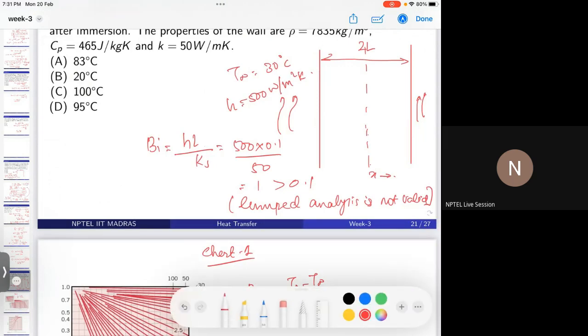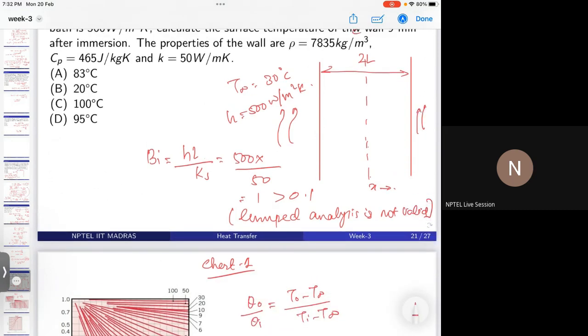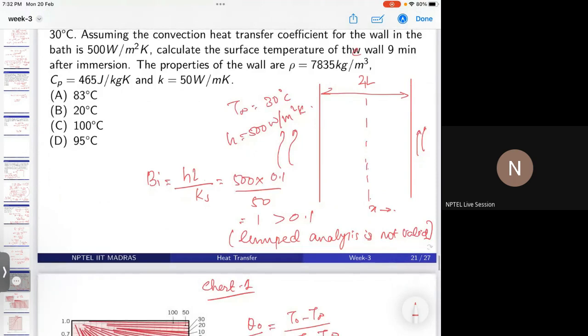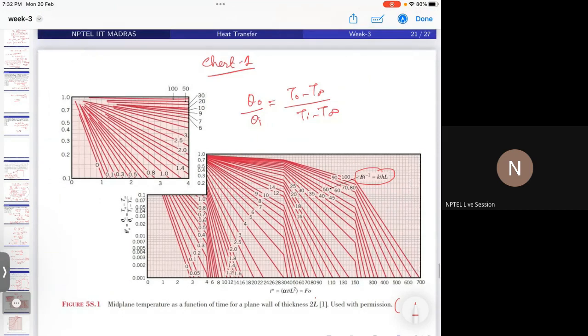So the Biot number that we have calculated here is wrong. We have to take L, right? So L means 0.1 by 2, which will be 0.05. Am I right? So we should be careful when using the chart, how they have defined the Biot number, and we should define it the same way while using the chart. But 0.1 by 2 here will be 0.05.